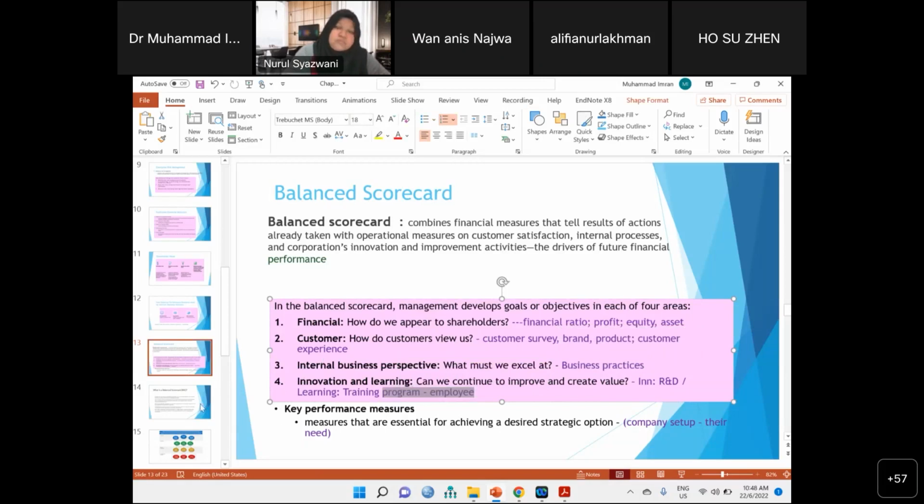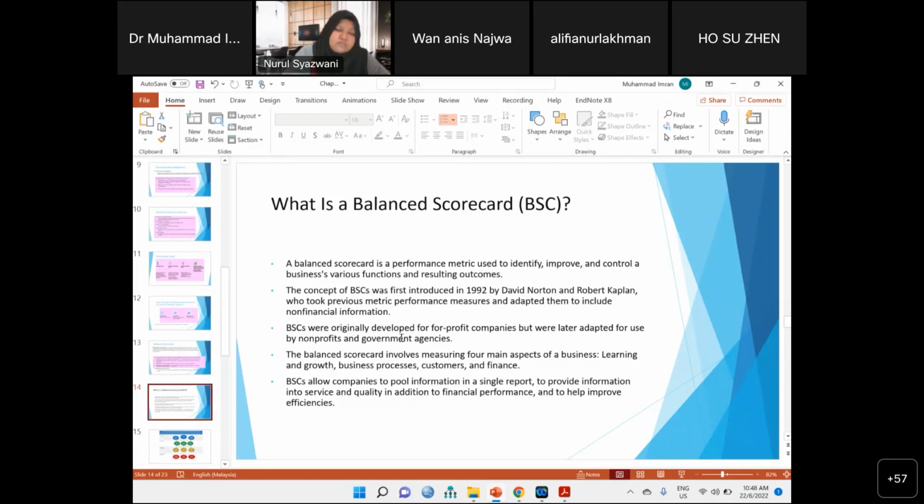Furthermore, some of the history about the balanced scorecard. You may read this whole slide, or I can read it for you. The balanced scorecard is a performance metric used to identify, improve, and control various business functions, all the activities which they are performing. The concept of the balanced scorecard was introduced in 1997 by David Norton and Robert Kaplan. Number three, it was originally developed for profit companies, but later adapted for non-profit companies as well. We can use this for both.